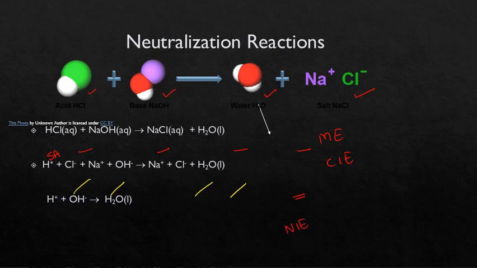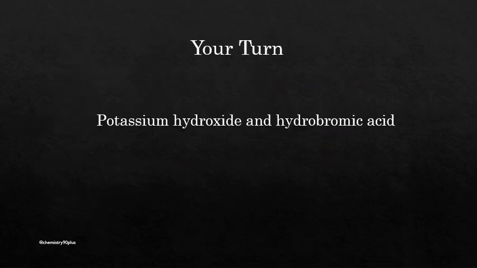H plus plus OH minus gives you H2O liquid. That is the net ionic equation for a strong acid combined with a strong base. Here is an example for you to try and you can check the answer. You can pause the video now.